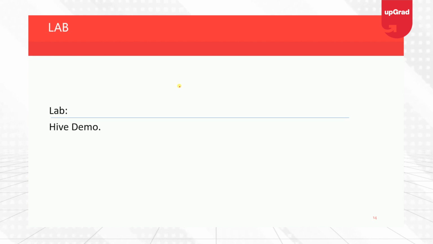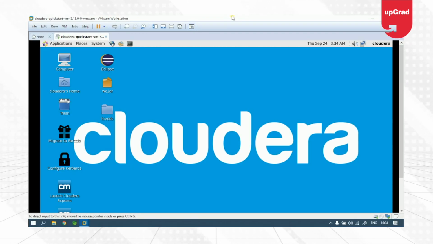Now let us start with a practical demonstration on Hive and try to understand how to work on Hive using the Hive QL language. For this, I'll be using the Cloudera distribution for running Hive. Here you can see the virtual machine. This is from Cloudera, and it is freely downloadable from cloudera.com. I'll be using this virtual machine for demonstrating how to work on Hive.